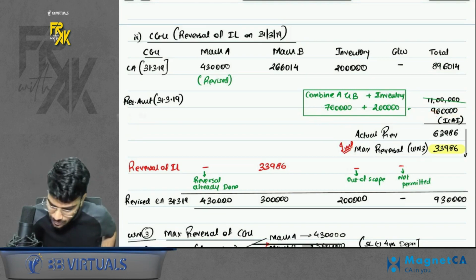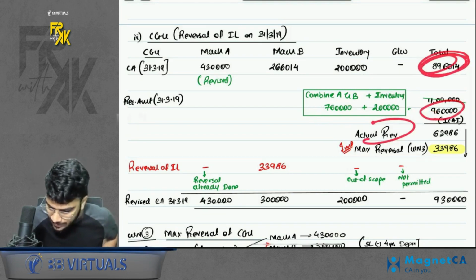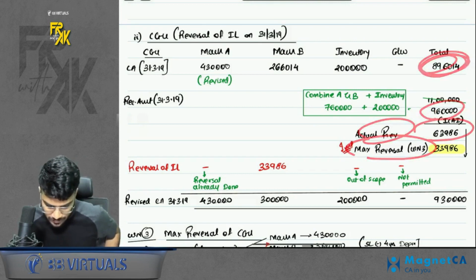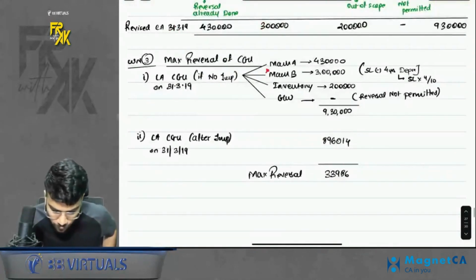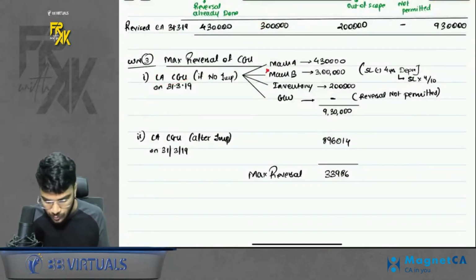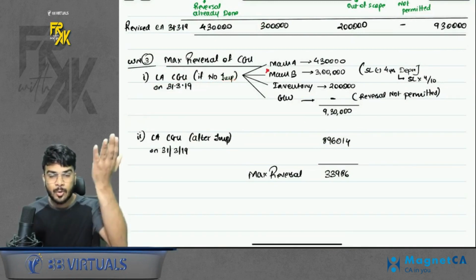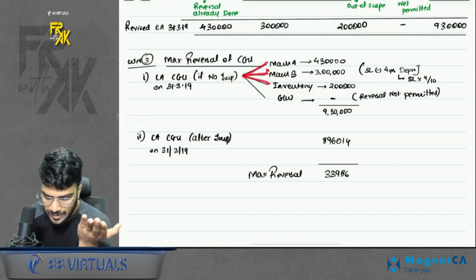Okay. So compare the carrying amount and recoverable amount, you will get the actual reversal. Then find the maximum reversal. It is very simple to find out. You need to find the carrying amount of CGU if there was no impairment. So how do I find it? There are so many items, so find the carrying amount of each item individually.